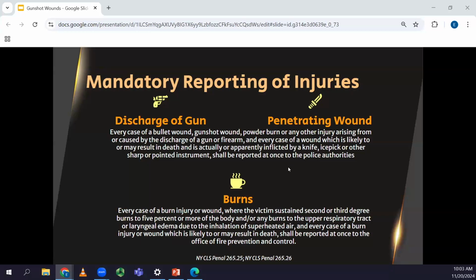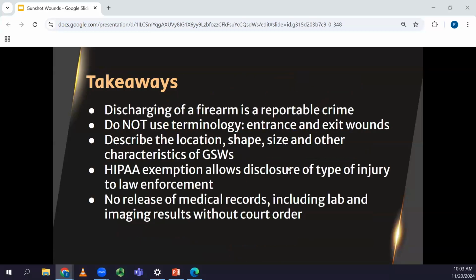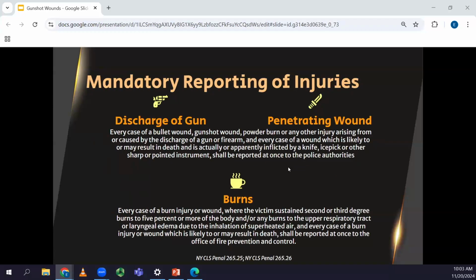And then another thing is burns as well. So burns that are more than 5% of the body, or burns that result in things like laryngeal edema, have to be reported as well to the fire department. And failure to make these reports is actually something we can be charged with, a Class A misdemeanor.